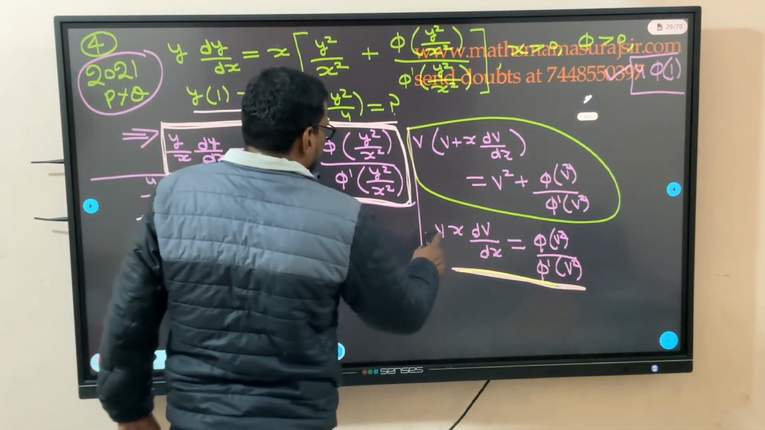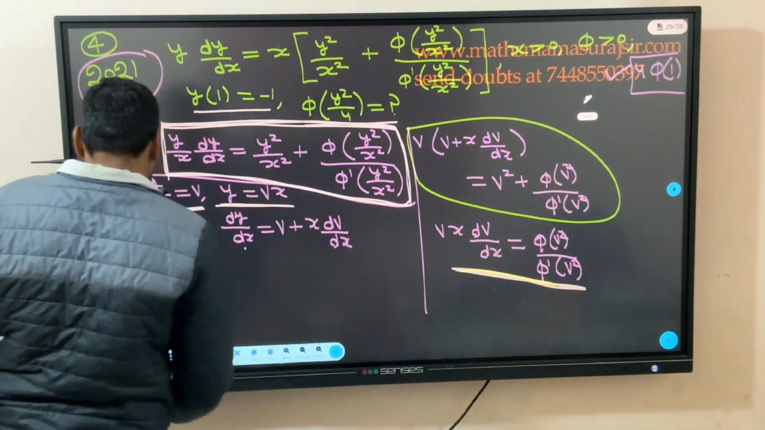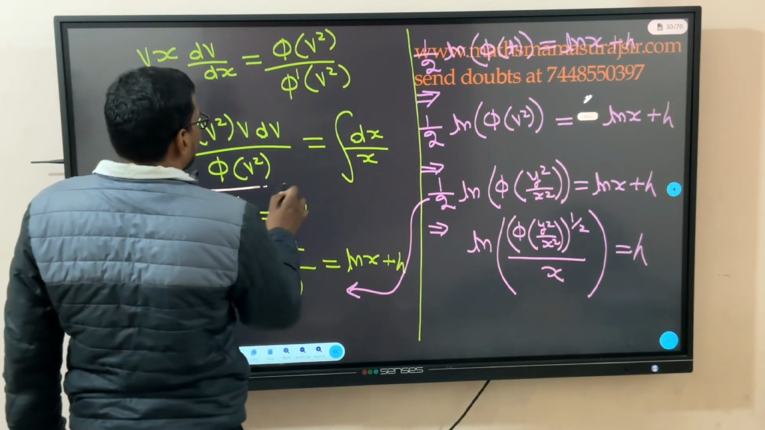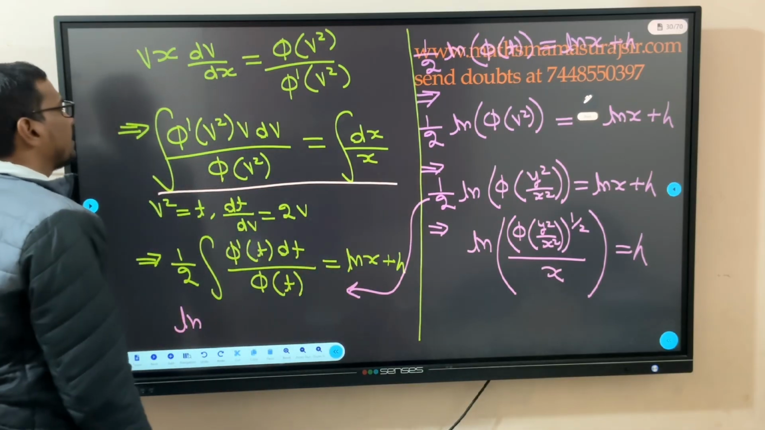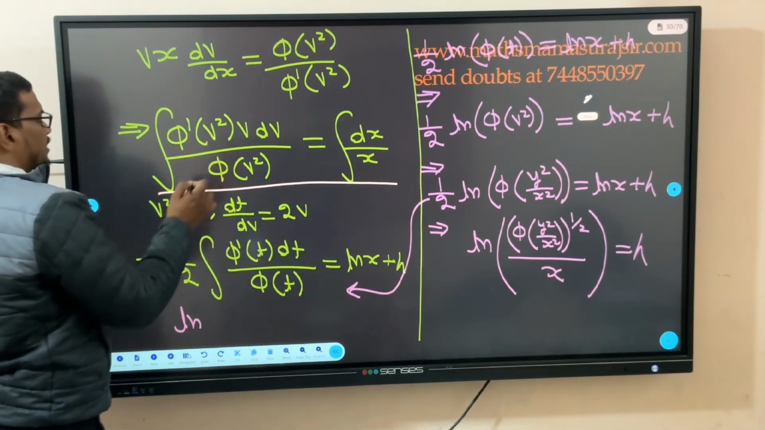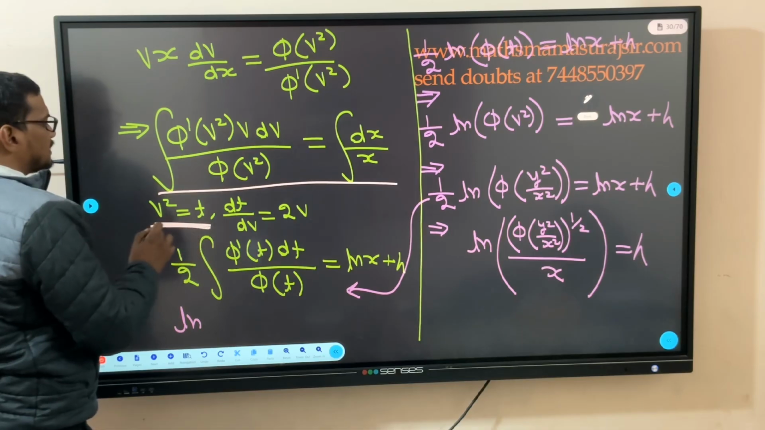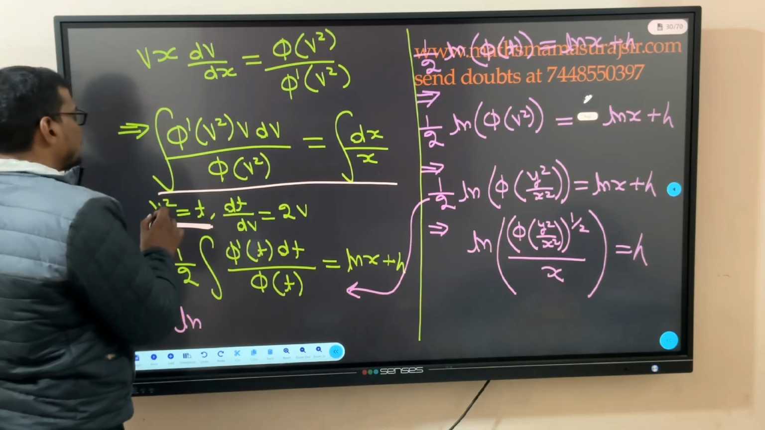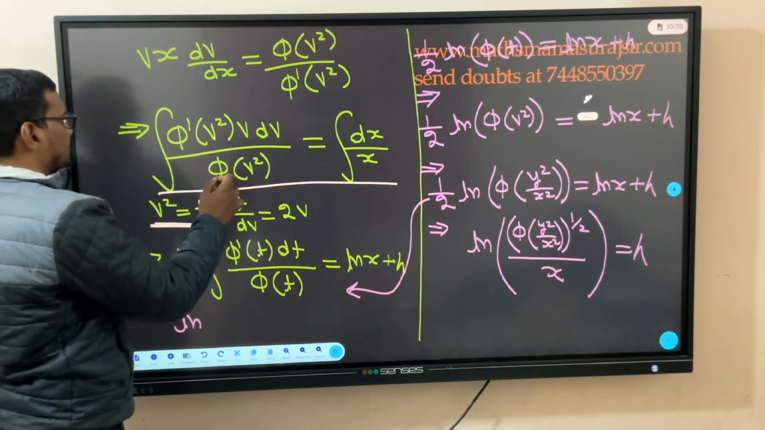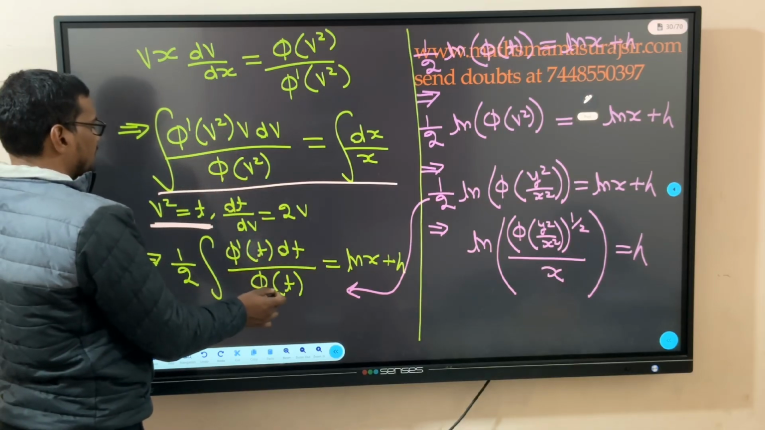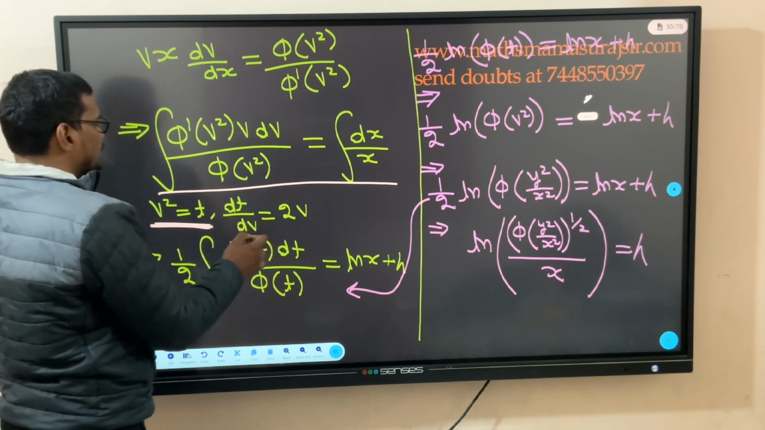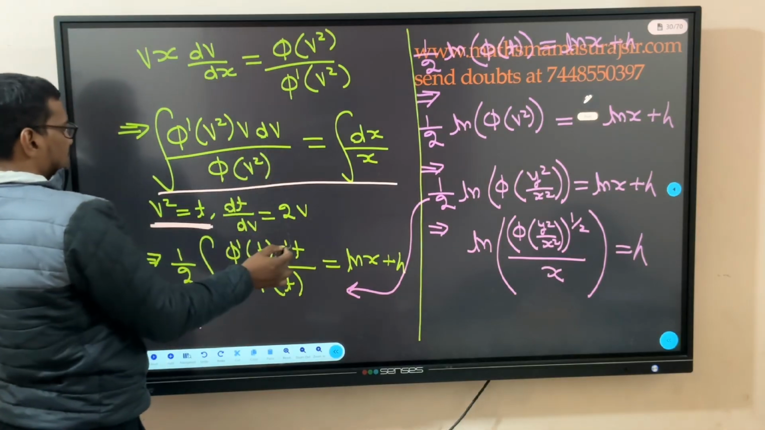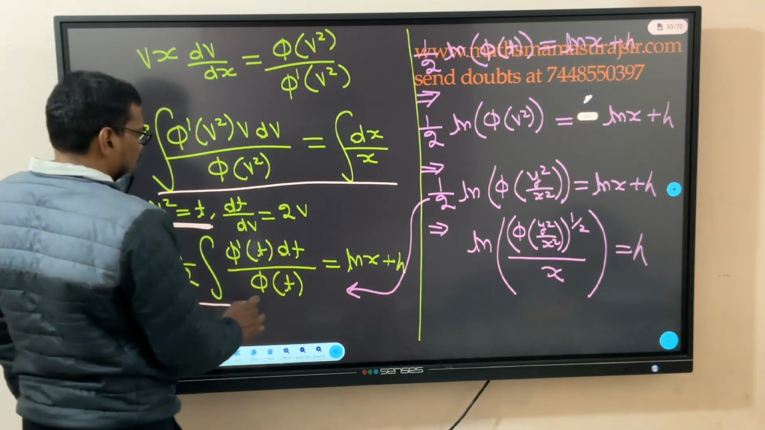Now see, v dv and all this, right? So we'll write v dv, variables separated. After this we are substituting v square equal to t. So if v square equal to t, dt by dv will be 2v. Okay. So v square is t, this will be phi dash of t upon phi of t, and dt will be 2v dv. So v dv is dt by 2. Finally we got this thing.